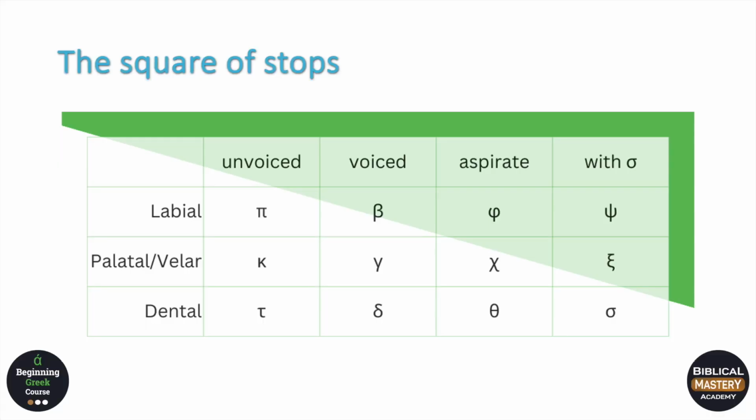So there's a whole chart of this which you'll find in just about every beginning Greek grammar, and it's worth noting that it's actually not something you necessarily need to memorize, okay? But looking at this, you go across from left to right and you can see the different labials, the different velars or palatals, and the different dentals.